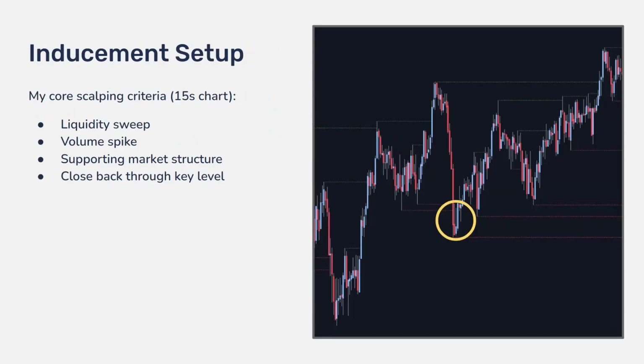So I'm going to be using my inducement setup that I've been talking about for a while now. It is a scalping strategy. I use a 15-second chart, and as you may already know, my core criteria is to see a liquidity sweep, volume spike, supporting market structure, and a close back through a key level.